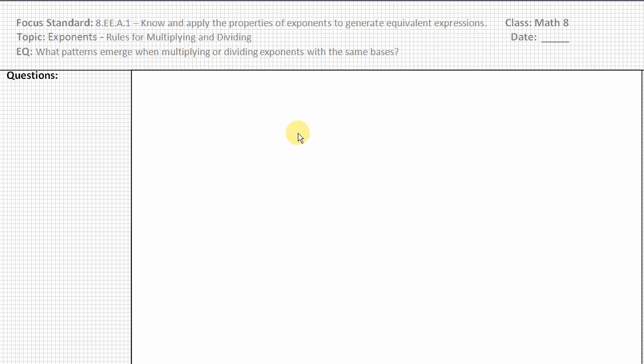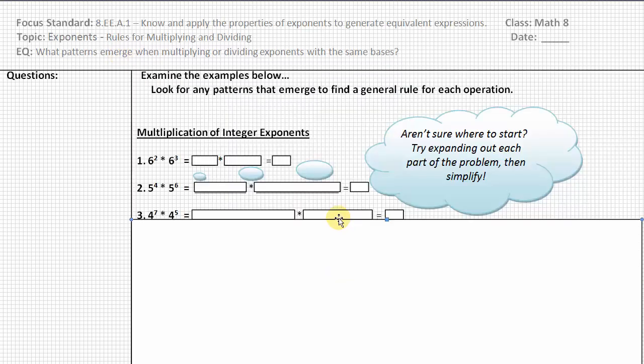One thing I really want to point out is that all of our examples are going to involve values that have the same base number. In that scenario, we're looking for what patterns emerge that are going to help us simplify a more complicated exponential form into one simplified exponential form. So let's go ahead and take a look. We're going to jump right into it.